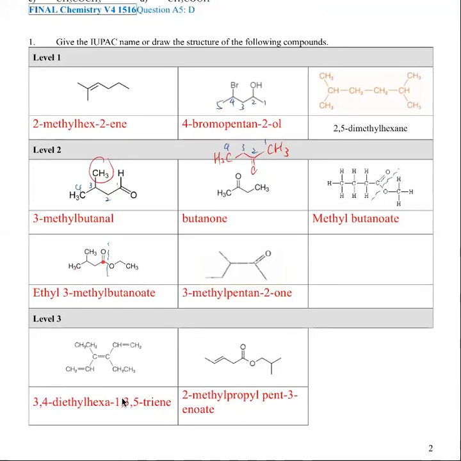Okay, so the carboxylic acid is carbon 1, 1, 2, 3, 4. Okay, find the longest chain and also find the branch, and then you can name it properly.